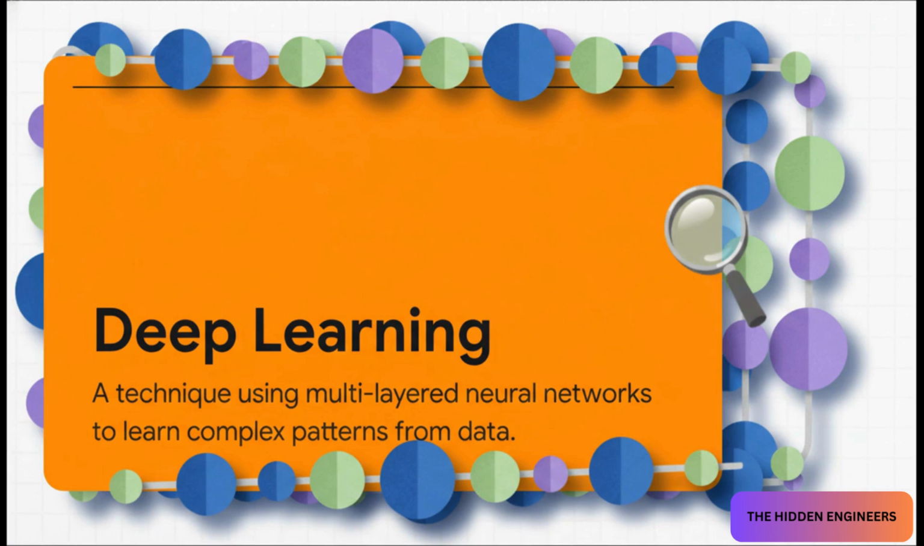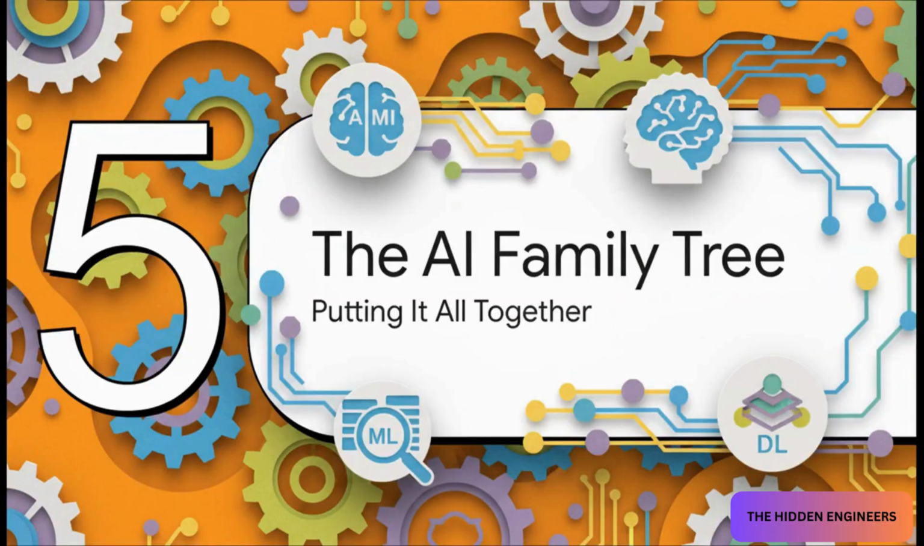That's all it is. It's a type of machine learning that uses these deep, multi-layered neural networks. The deep part literally just means that the network has multiple layers, which allows it to learn things at different levels of complexity. So, now we've got all the pieces on the board: artificial intelligence, machine learning, and deep learning. Let's put it all together and see how they fit into the big picture.